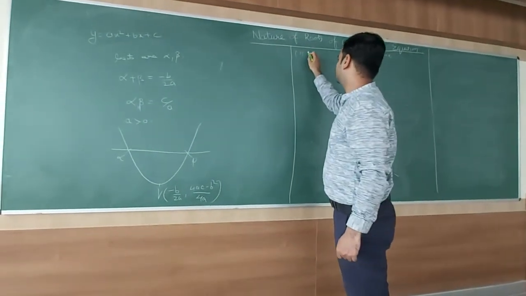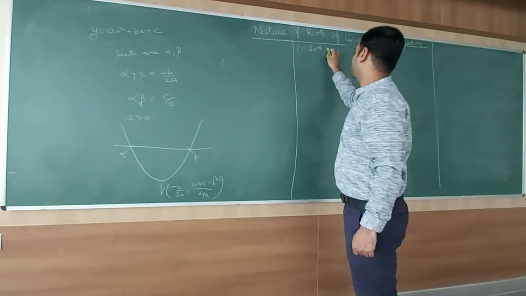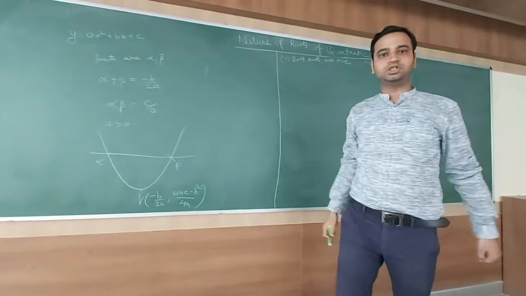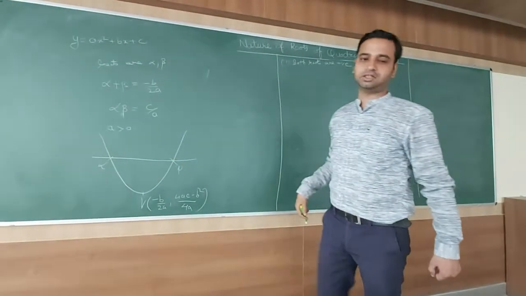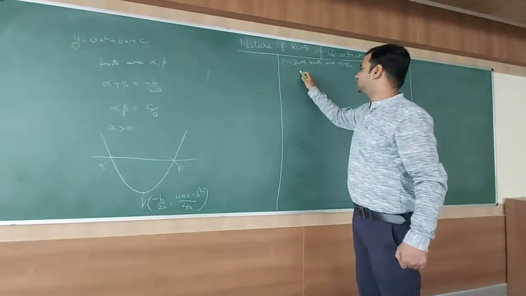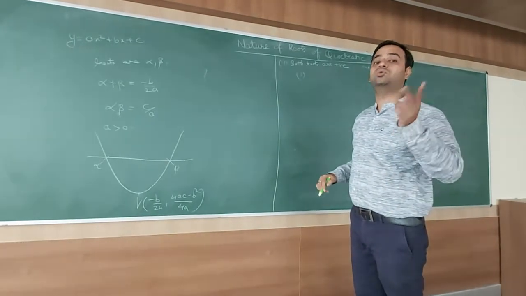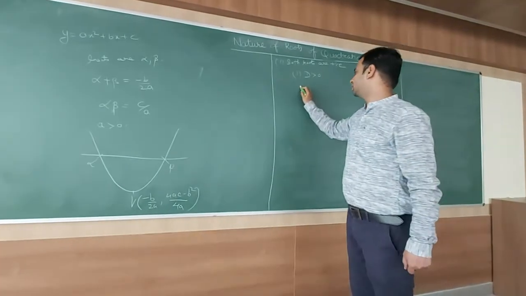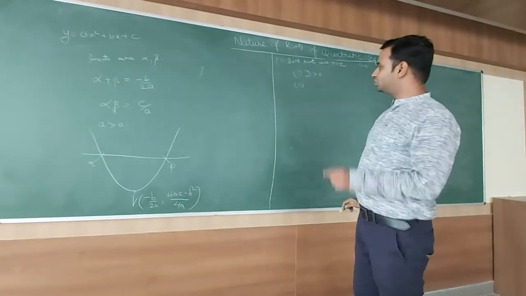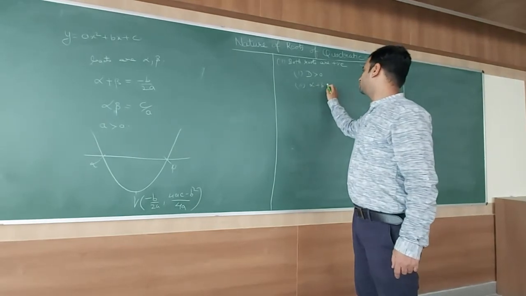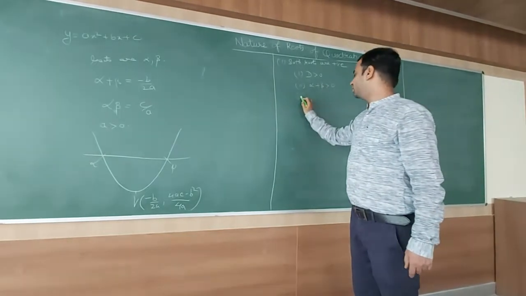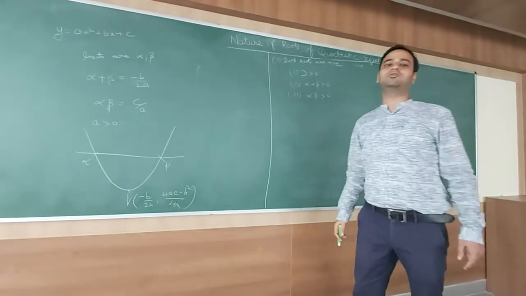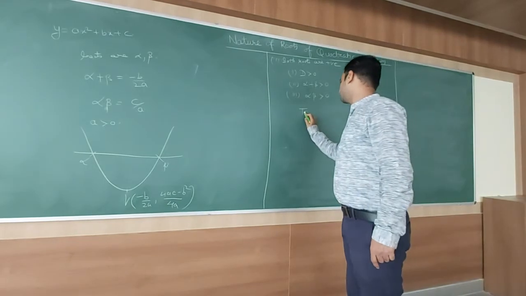So the first case is both roots are positive. Both roots are positive means alpha is greater than 0 and beta is greater than 0. So the first, necessary condition is that the equation should have two roots, that is D greater than 0. D means discriminant. Second point, as both the roots are positive, their sum will be positive also. Third point, as both roots are again positive, their product alpha beta will be greater than 0.